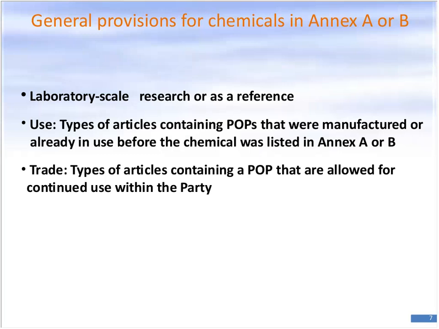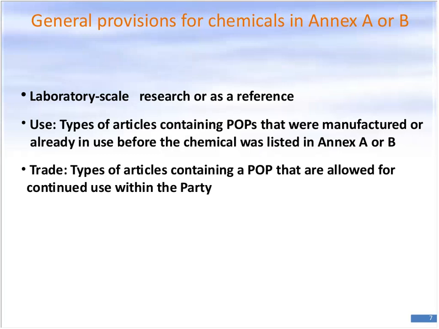And then the convention also allows, when a POP is listed, for example, like brominated diphenyl ethers, which are flame retardants, that the types of articles that contained these brominated flame retardants, which were manufactured or already in use before the chemical was listed, can still be used in the country.